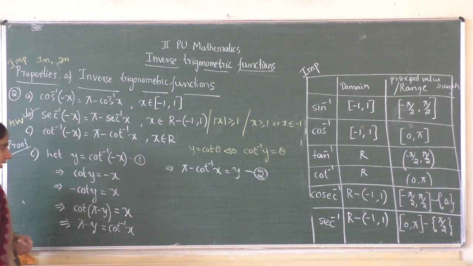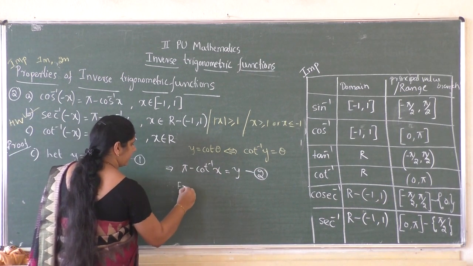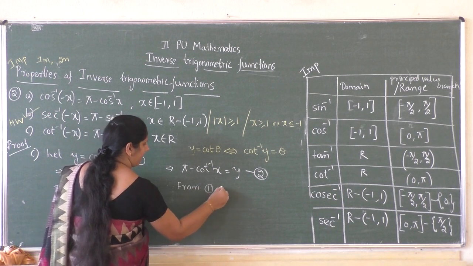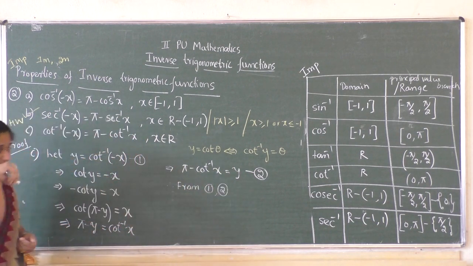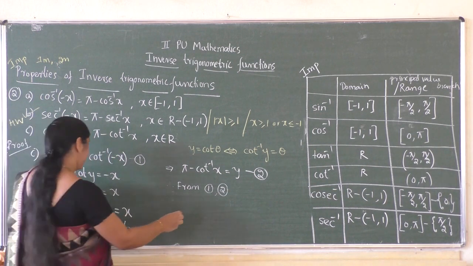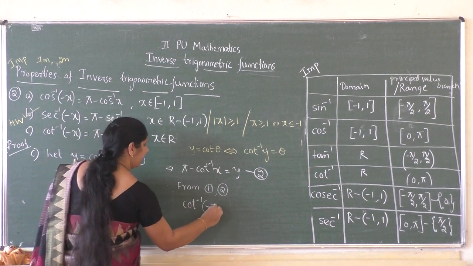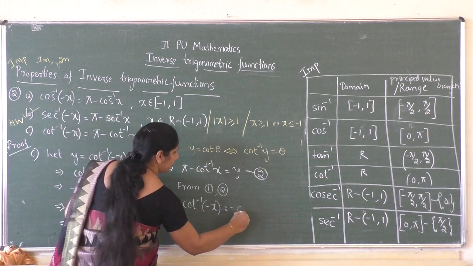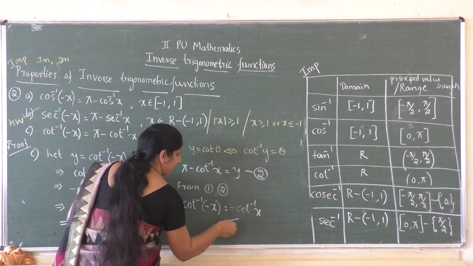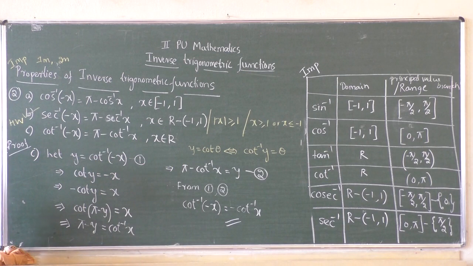Therefore, from equations 1 and 2, we can write cot inverse of minus x equal to pi minus cot inverse x. So this is property 3, that is cot inverse of minus x equal to pi minus cot inverse x.